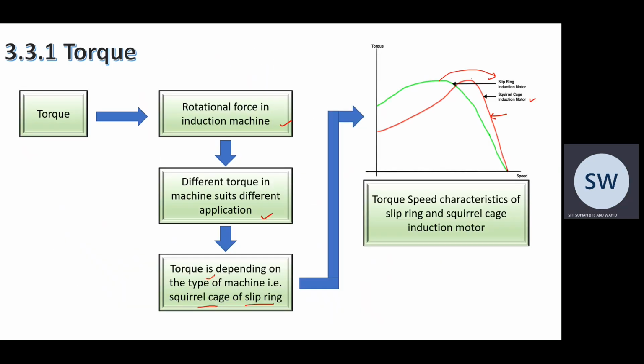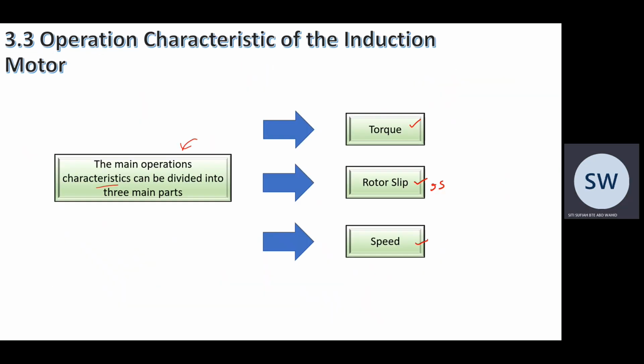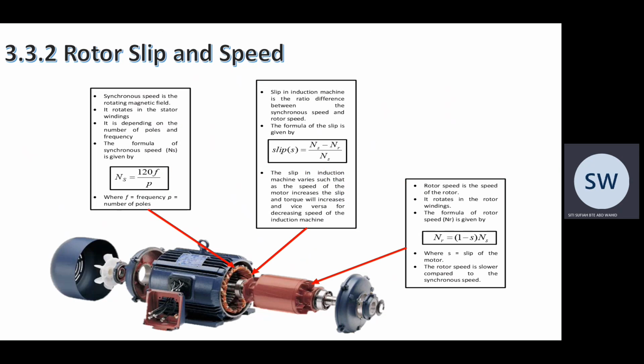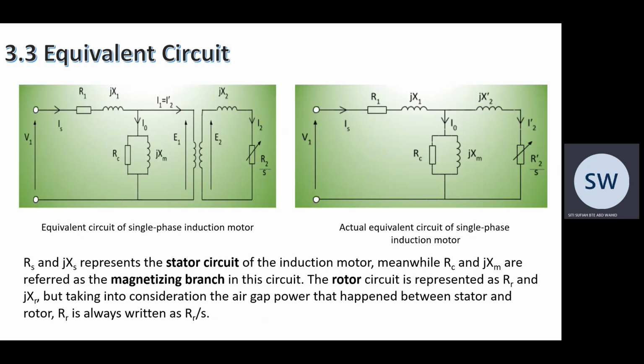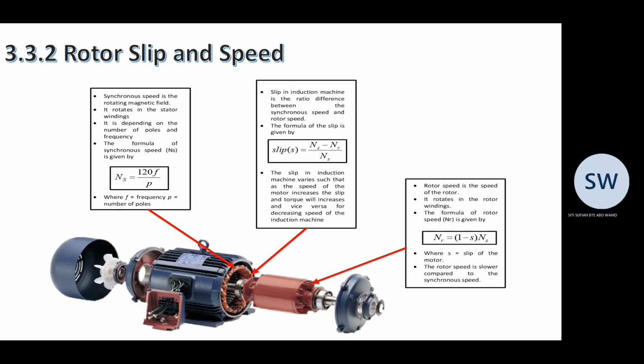Okay, the second operation characteristic is rotor slip, and the third one is speed. So rotor slip and speed are actually related. That's why they are listed in the same slide. As you can see, okay, I'm going to highlight the important part. So in total, you have 2 speeds.